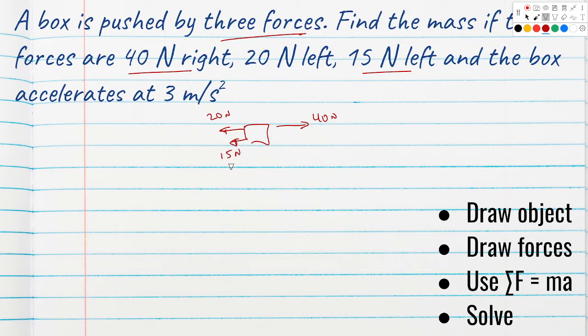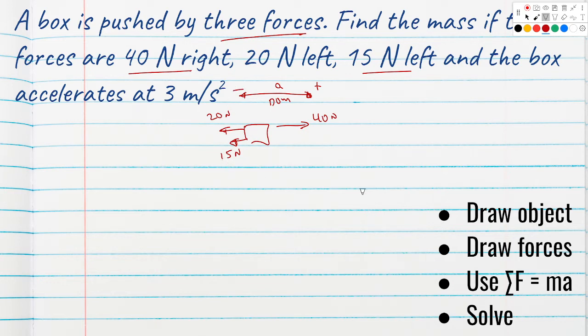Okay. I don't know about you, but it looks like there's still more to the right than there is to the left. I've got a total of 35 left, but 40 to the right. So this box is going to keep moving that way. My acceleration is going to be that way. I always like to call the direction of motion positive and the opposite direction negative. It just kind of works out better that way.